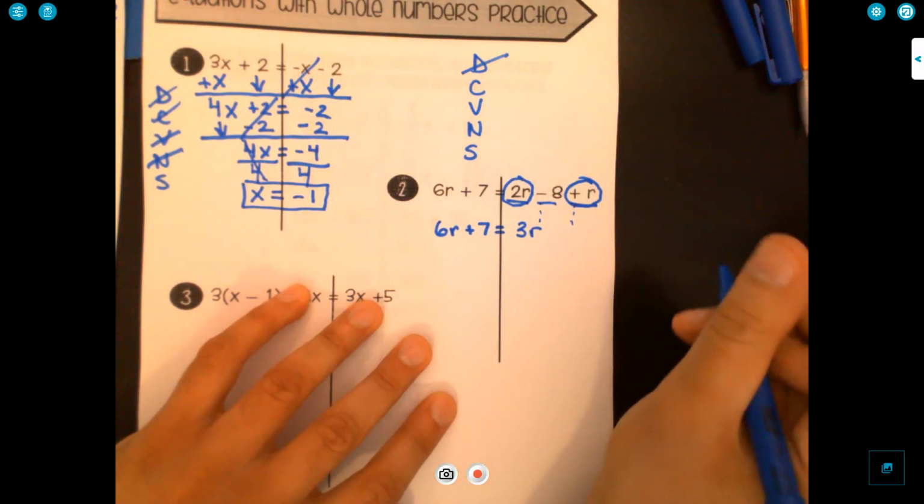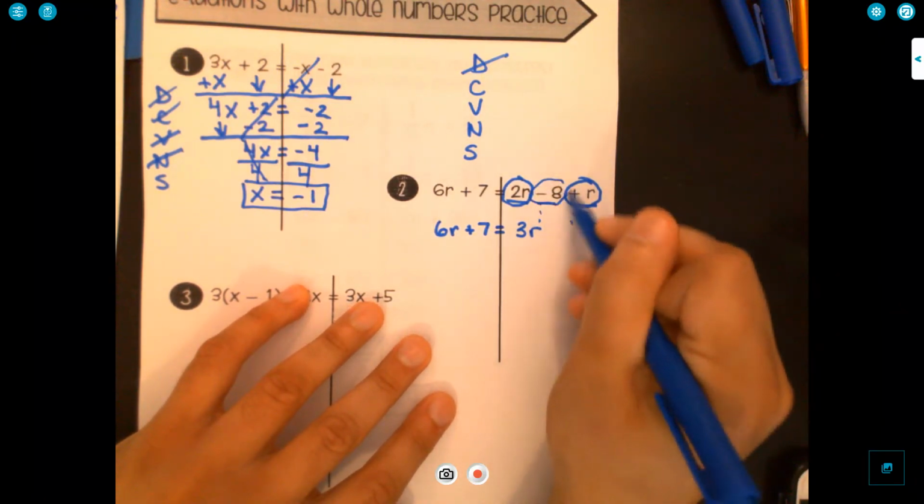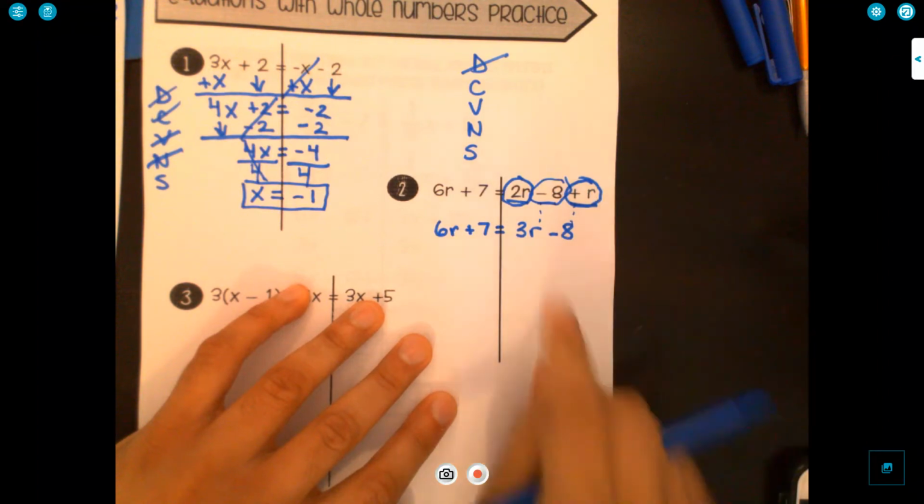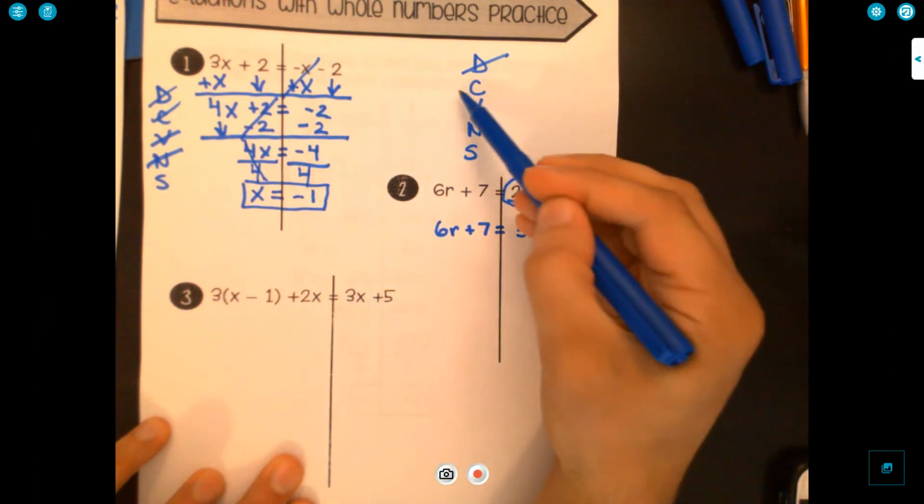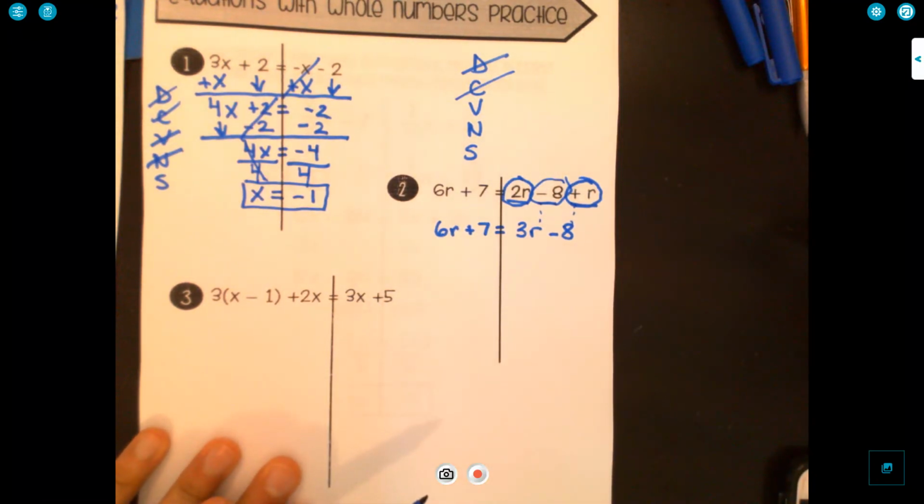Our r variable stays the same, and then we carry down our constant. So now we rewrite this as 3r minus 8. Now we can move on. We combine like terms. So now we have the step: move the variable to one side.